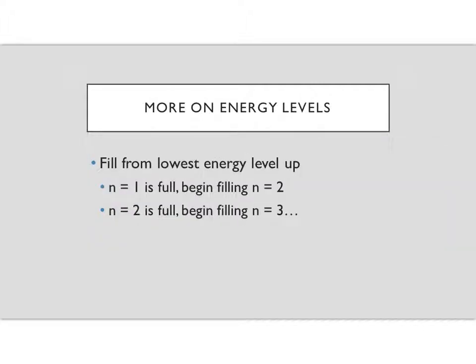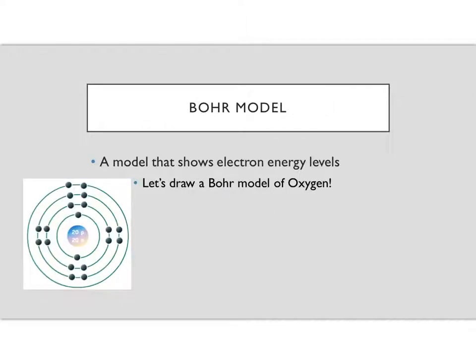One more thing with energy levels: when an atom is growing, or we're building its electron structure, we start at the beginning. When we fill up n equals 1, we fill up level 1, then we begin filling level 2. When level 2 is full, we begin filling level 3, and so on. So we always fill from the lowest energy level up until we have enough electrons to fill an atom out. Let's talk about a Bohr model, which represents electron energy levels.